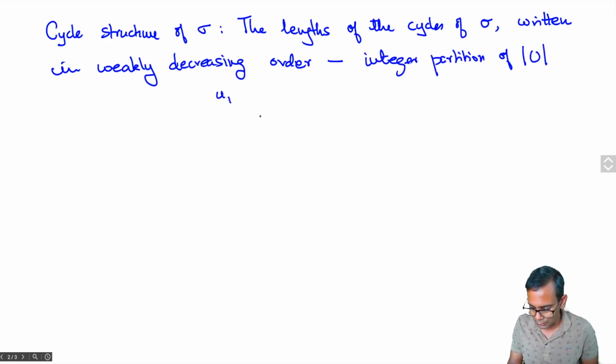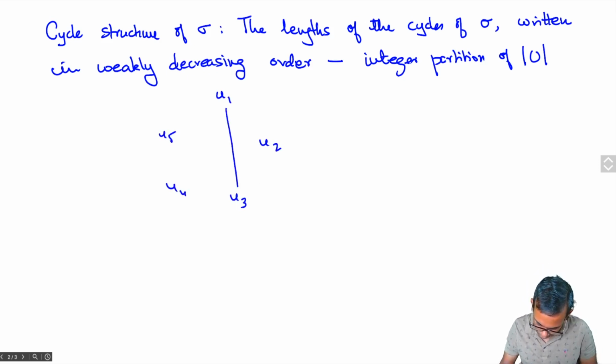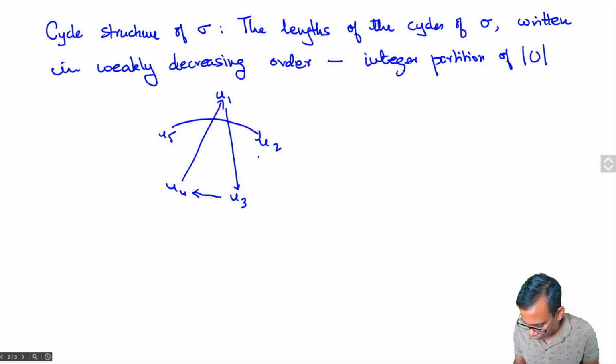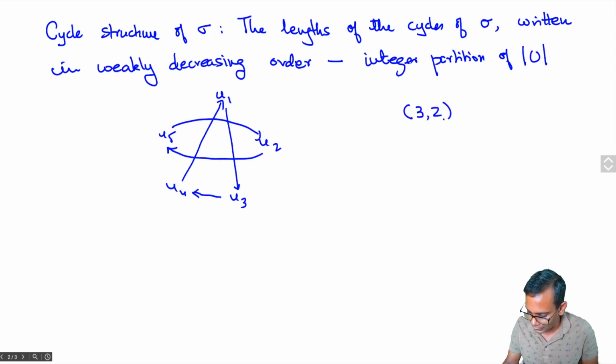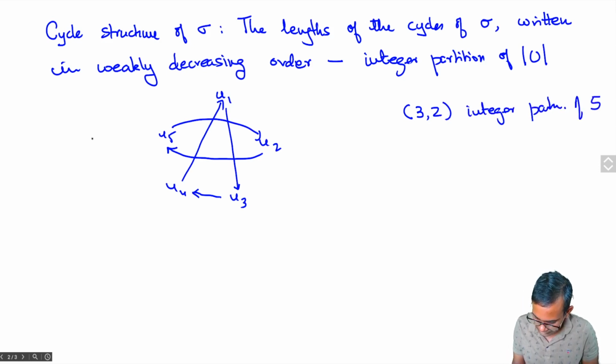For example, let's look at a case where U has 5 elements, U1, U2, U3, U4, U5, and say U1 goes to U3, U3 goes to U4, U4 goes to U1, U5 goes to U2, and U2 goes to U5. Then here, the lengths of the cycles are 3 and 2. We write them in decreasing order and we get this integer partition of 5. So if this is sigma, then this is the cycle decomposition of sigma.